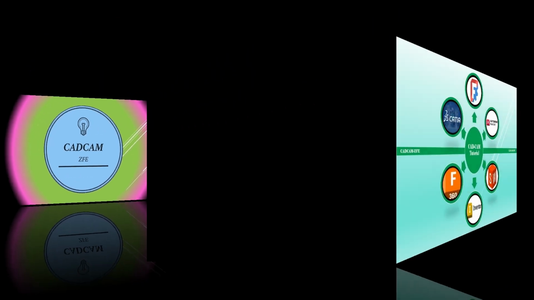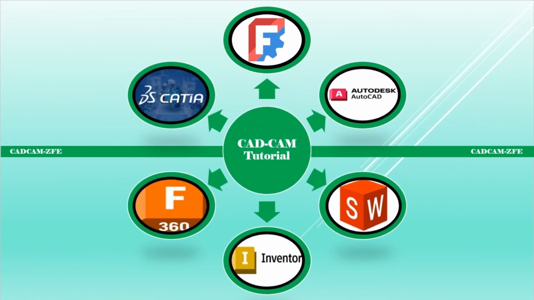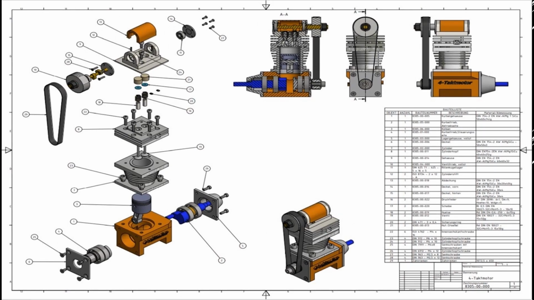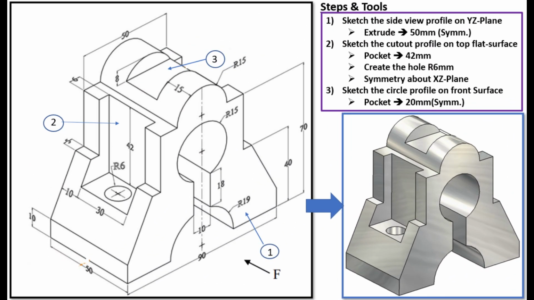Today I will show you how to create a 3D model from the existing 2D drawing with the help of FreeCAD tools like Extrude, Pocket, Mirror, and Hole. This is the exercise for today: we need to convert this 2D drawing into a 3D solid part.